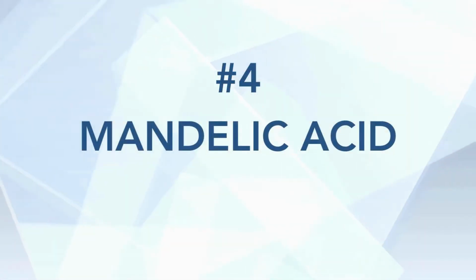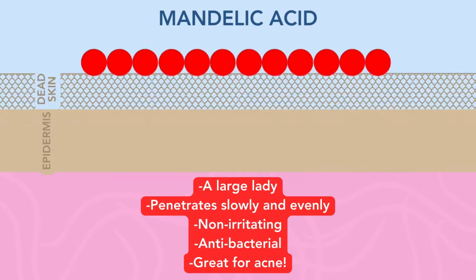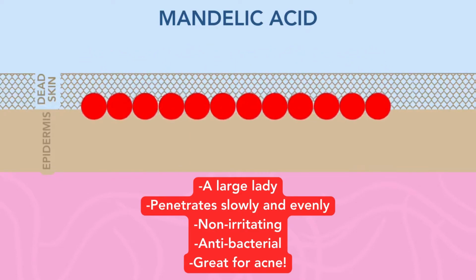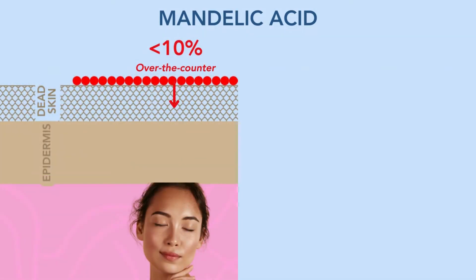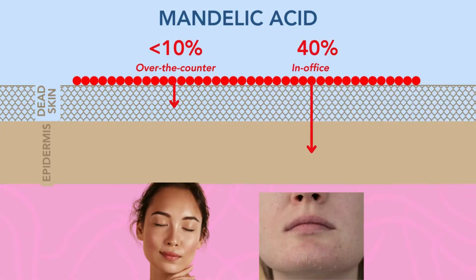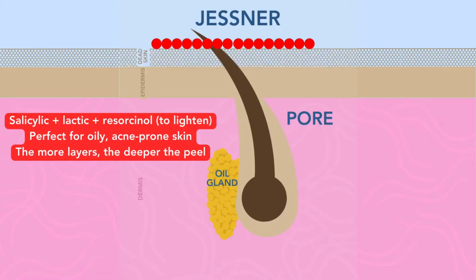Fourth, mandelic acid. Mandelic acid is a large molecule, so it penetrates very slowly and very evenly. So this doesn't irritate you. It's also antibacterial, so it's great for acne or rosacea. You can buy mandelic acid over the counter, and we also do peels in office, usually about 40%, which is a superficial peel.